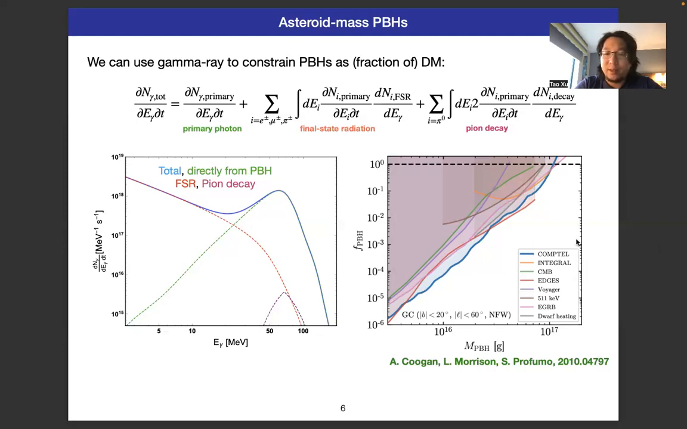Using existing data from gamma-ray searches from the galaxy center, these authors put a constraint on f_PBH in the asteroid-mass window. You can see that black holes with mass lighter than 10^17 grams cannot make up 100% of dark matter, assuming a monochromatic mass distribution. The bounds get stronger for light black hole mass because the Hawking radiation power is more efficient for light primordial black holes.